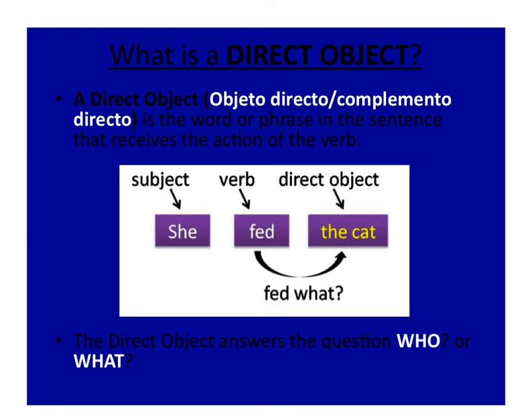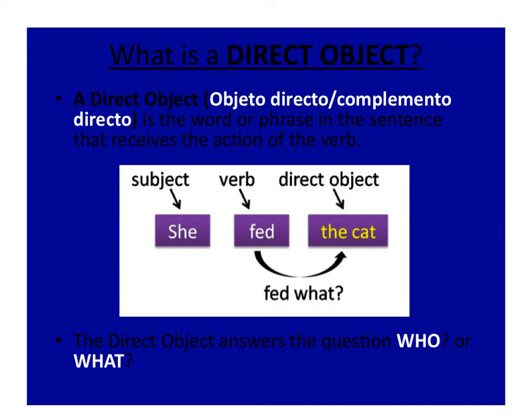Now let's talk about today's lesson, el objeto directo. The direct object is the word or phrase in the sentence that receives the action of the verb. Now, how do we know what part of the sentence is receiving the action? Well, it's easy. We must first find the verb and ask who or what.